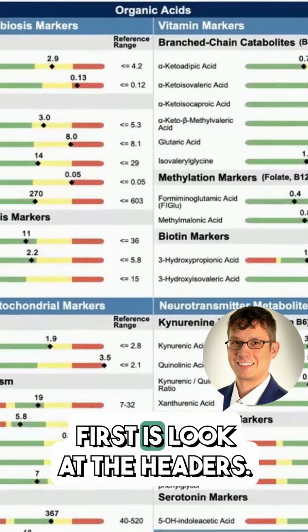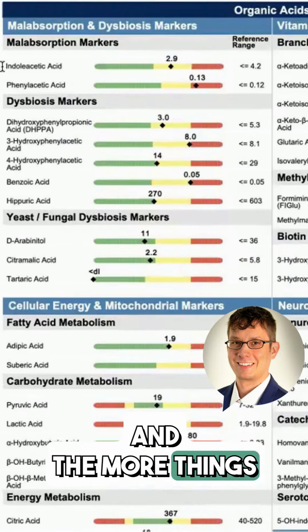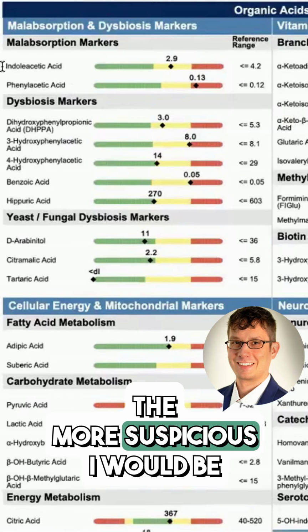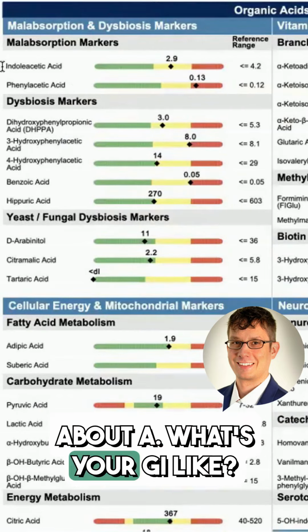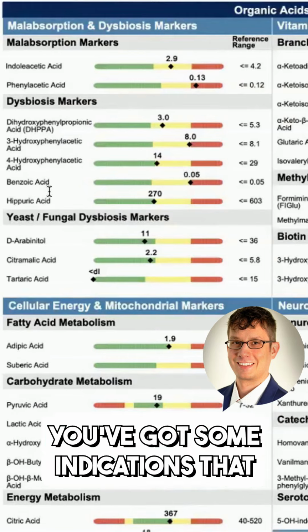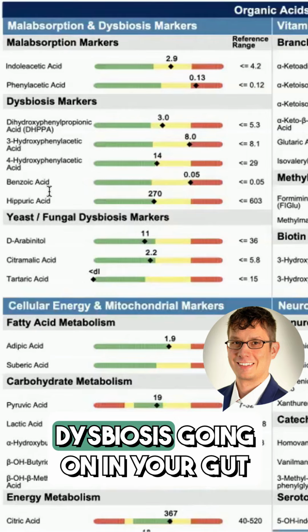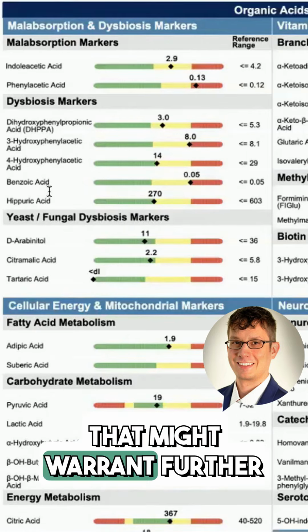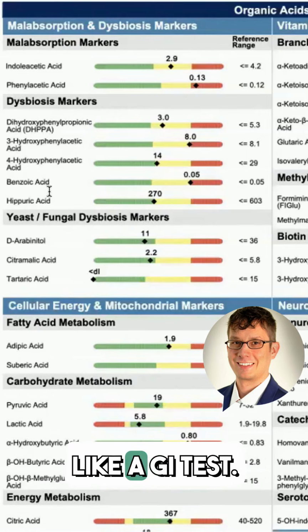First is look at the headers. This first one is called malabsorption and dysbiosis markers. So right out of the gate, you can say this entire section here is basically looking for an indication of dysbiosis. And the more things you find elevated, the more suspicious I would be about, A, what's your GI like? Do you have symptoms? Are you having GI problems? Well, you've got some indications that you actually might have some dysbiosis going on in your gut. That might warrant further evaluation with maybe a GI test.